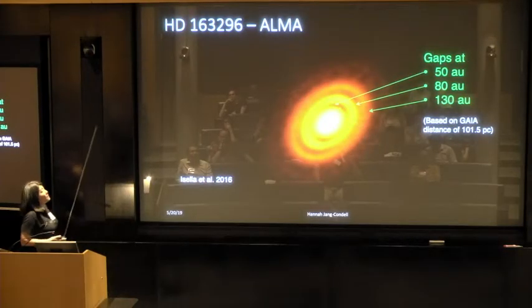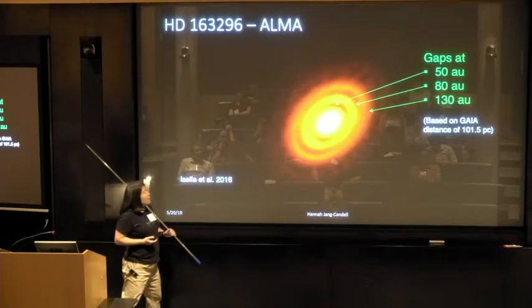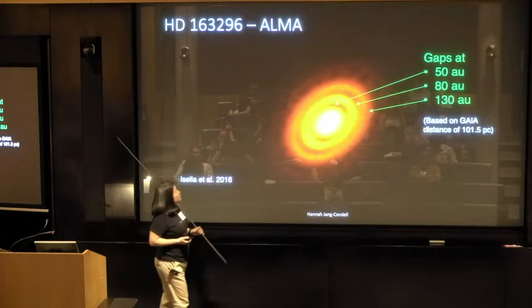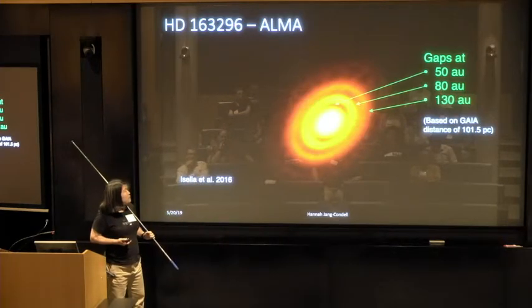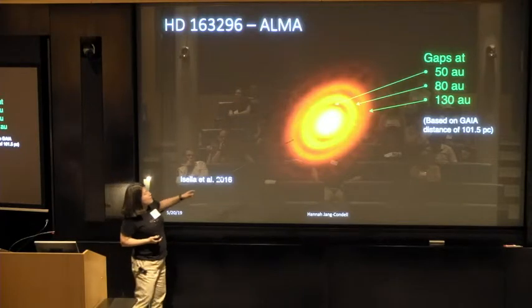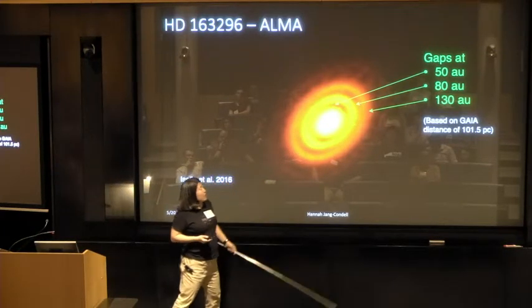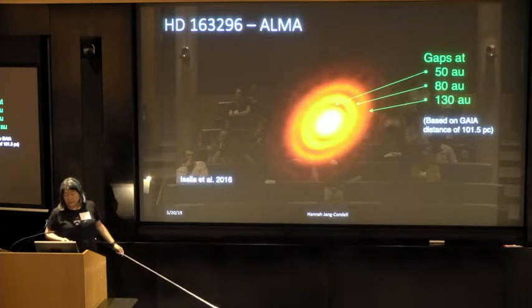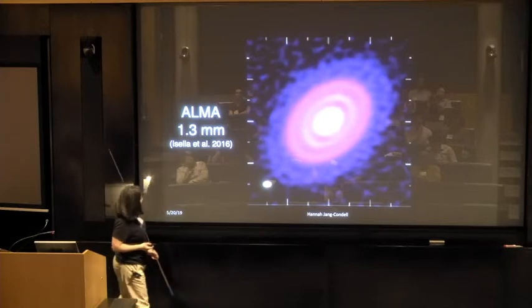The other story I want to tell you is about HD 163296. This was imaged with ALMA. This particular image is from the Isella et al. paper from 2016. And so they see gaps at 50 AU, 80 AU, and 130 AU. Okay, and this is just a different color scale of that same image.